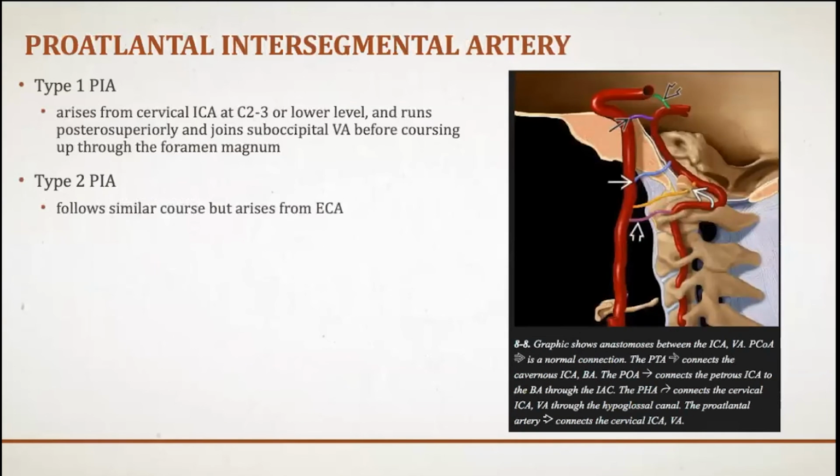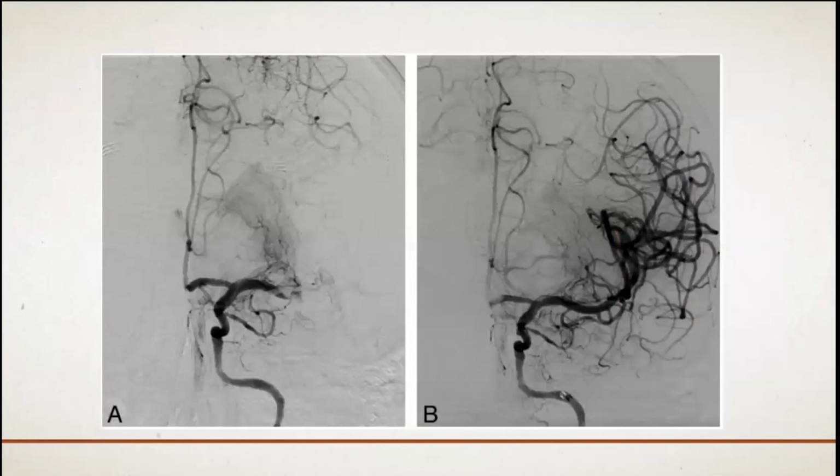The last one is the pro-atlantal intersegmental artery, and this connects the cervical ICA at the C2 or C3 level, and it runs posterior superiorly and joins the suboccipital vertebral artery before it goes through the foramen magnum. And there's two different types, obviously. I described the first type.